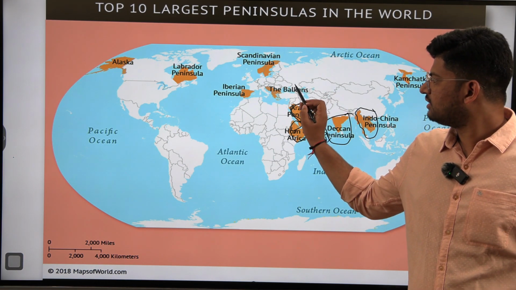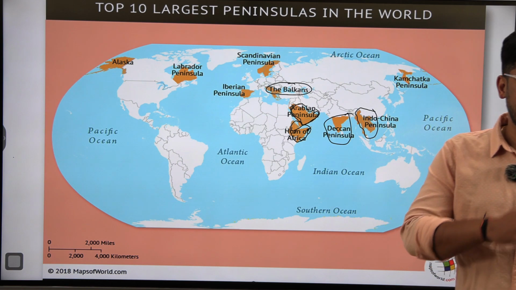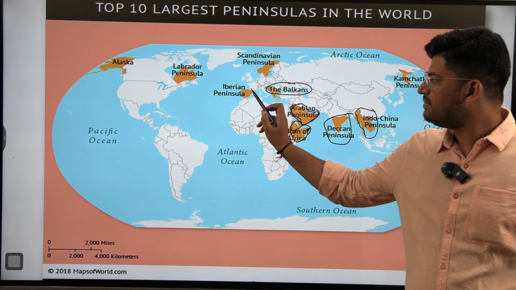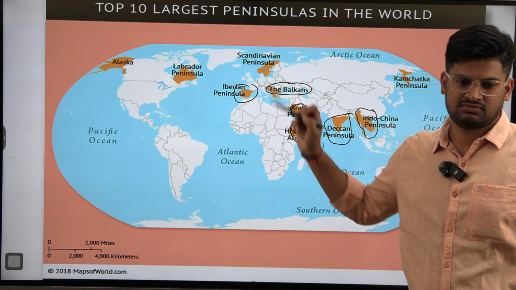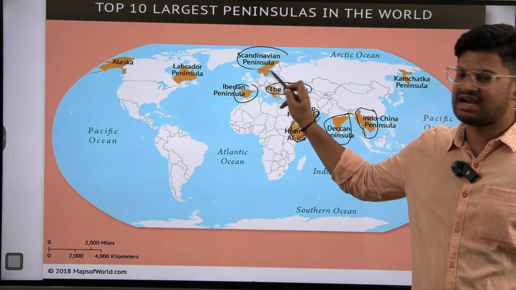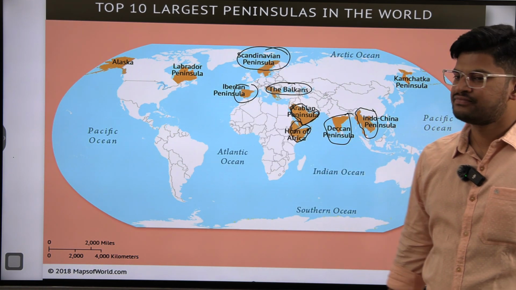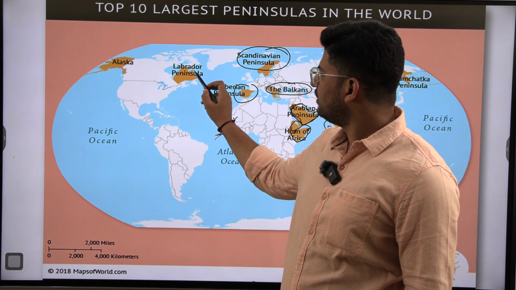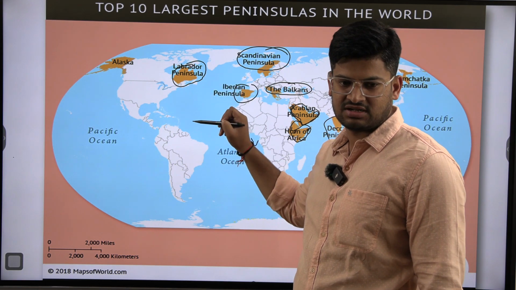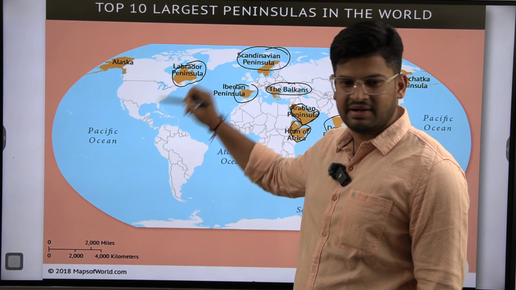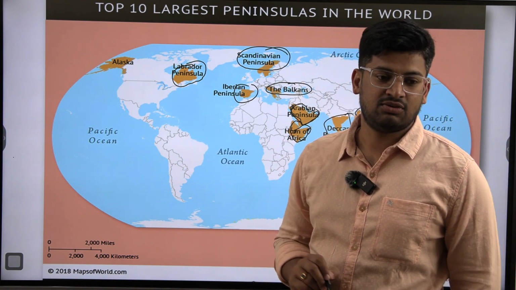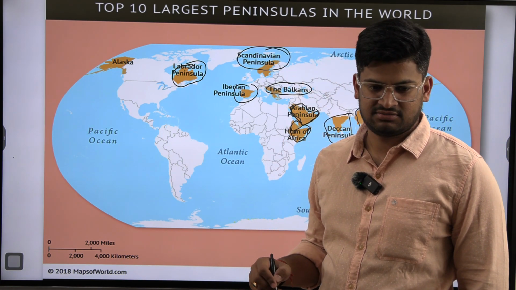Then you have the Balkan Peninsula, the Balkan countries, Slovakia, these countries. Iberian Peninsula, Spain and Portugal. Scandinavian Peninsula, Norway, Sweden, Finland, they are called Scandinavian countries. Then you have Labrador, which is part of Canada, Labrador Peninsula. You know a dog breed is a Labrador, right? And in geography also, in world geography and especially in oceanography, there is a current called Labrador current.